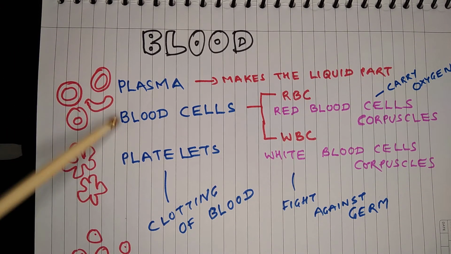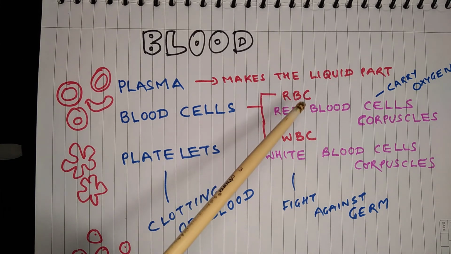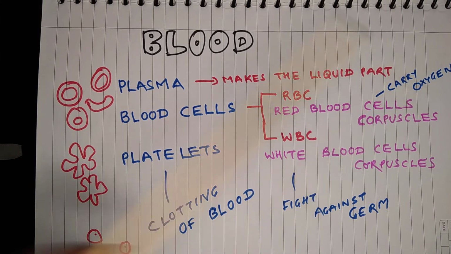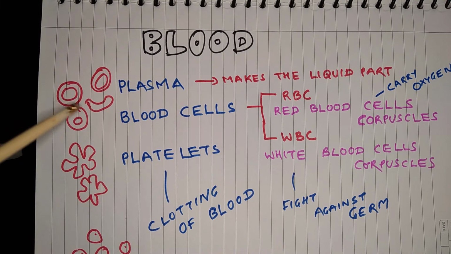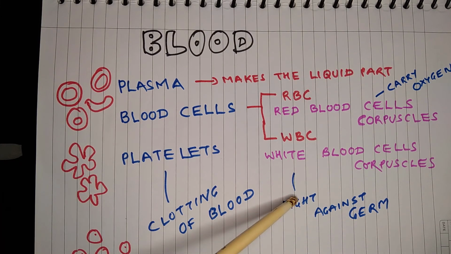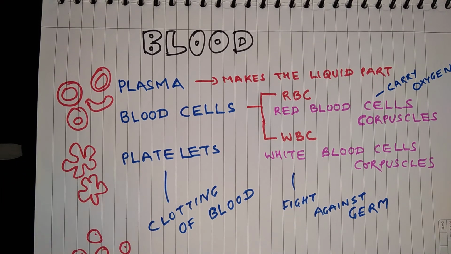There are two types of blood cells or corpuscles. They are RBC or red blood cells or red blood corpuscles. The RBCs, they carry oxygen. These are RBCs, the round structures. WBC or white blood cells or white blood corpuscles, they fight against germs, and thus they help in fighting against disease. They help in keeping us healthy. Now platelets. Platelets, they carry out clotting of blood, and these are platelets.